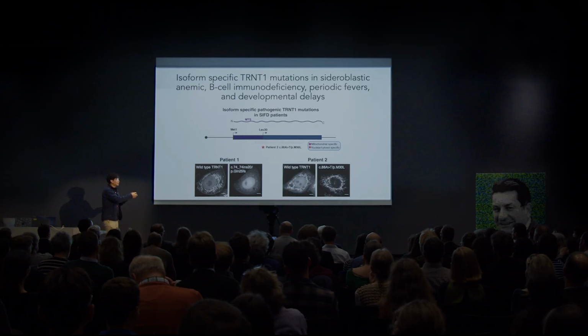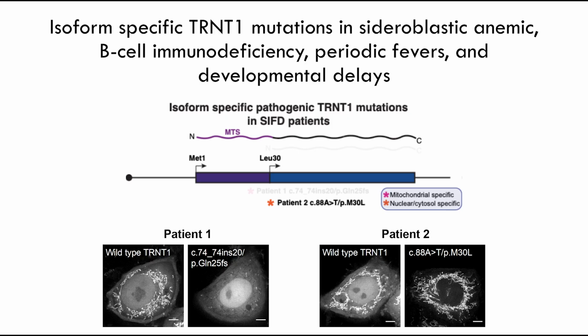Patient 2 has this missense mutation, methionine 30 to leucine. Okay, that's a pretty conservative change. It's also in this floppy region of the protein. But actually, this is also the second start site of TRNT1, and I predicted it would eliminate the translation of the nuclear isoform. And indeed, that's exactly what I saw.